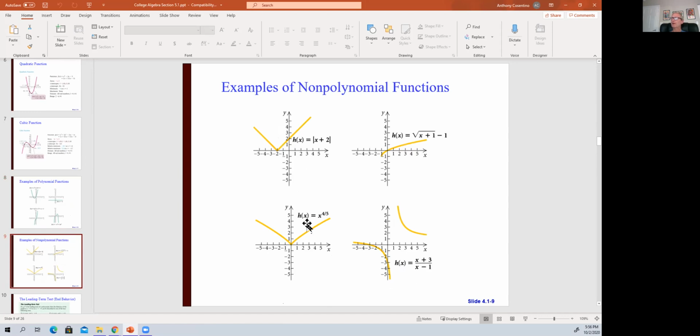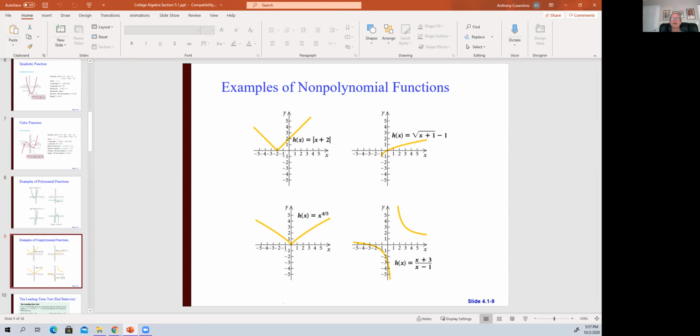Here's an example of some other graphs that are not polynomials. Here's the absolute value, and you can see it has a sharp corner, so that's not a polynomial. You can see this is not a polynomial because it's a fractional exponent. Here's a square root, so definitely not a polynomial. And we're going to talk about this in a little bit, but this is called a rational function. You can see that the x value is in the denominator, and the graph is definitely not continuous, right? Big space in between those two lines.